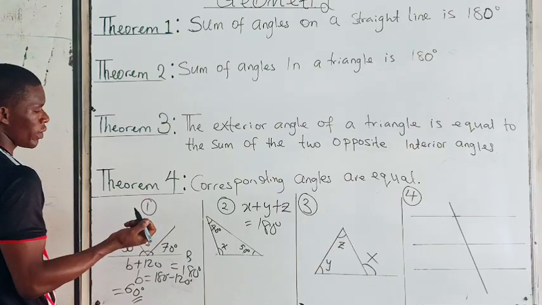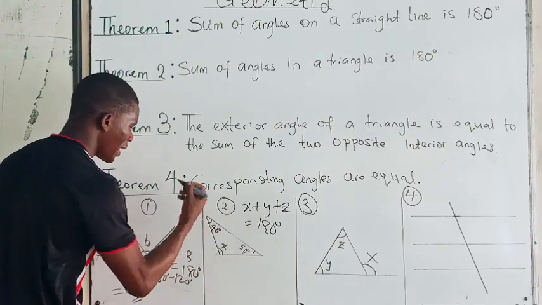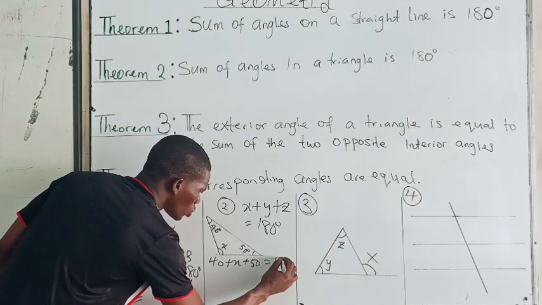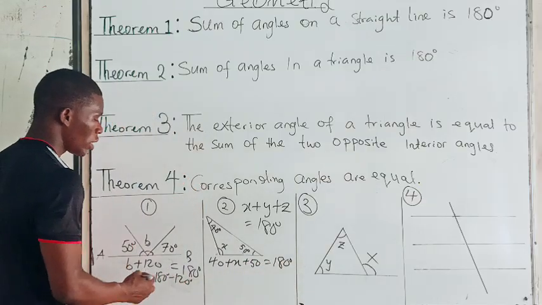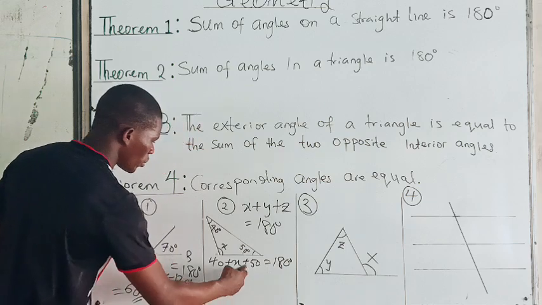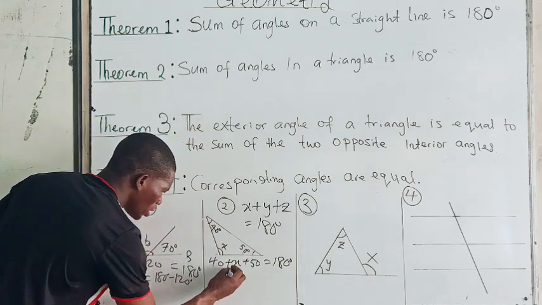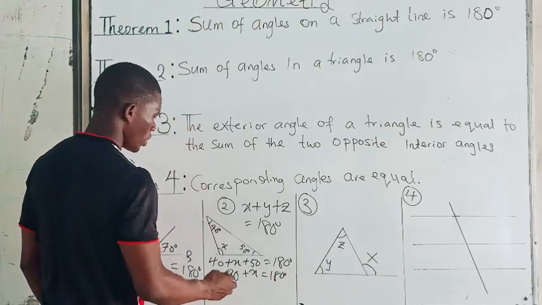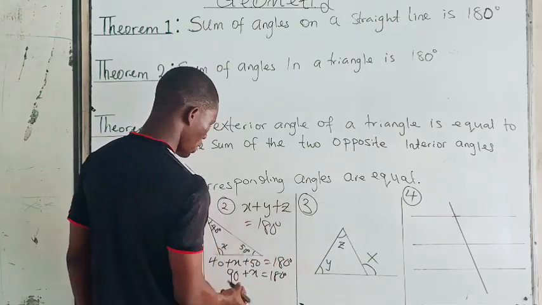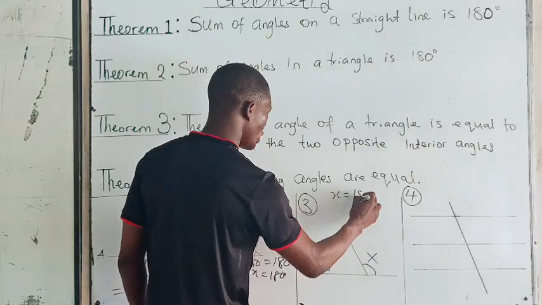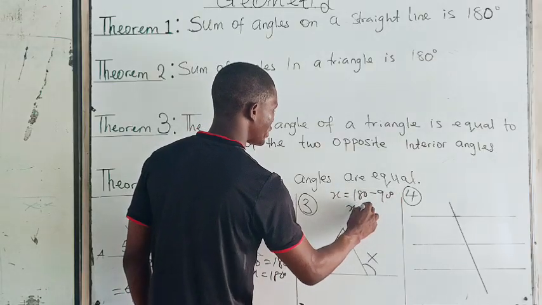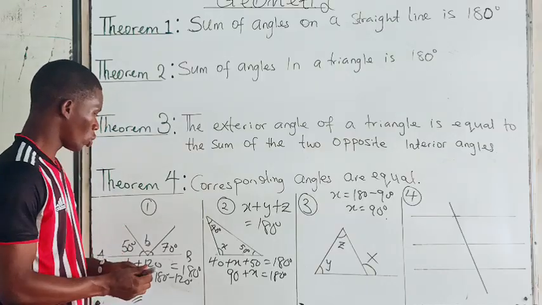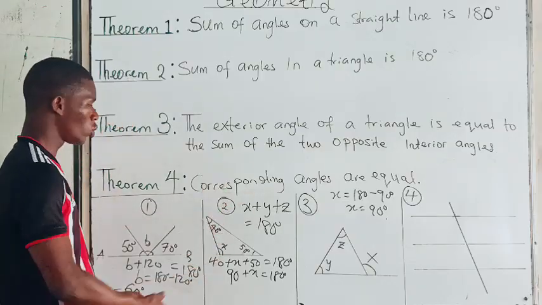Then what will be the value of x? So we can just make use of this theorem and say that we have 40 plus x plus 50 equals 180 degrees, right? So we can add 40 plus x plus 50. Now 40 plus 50 is 90, and 90 plus x equals 180 degrees. So that means x equals 180 minus 90 degrees, and x equals 90 degrees. So this is one of the applications of this theorem. So when you have a question like this, then you know what to do, right?